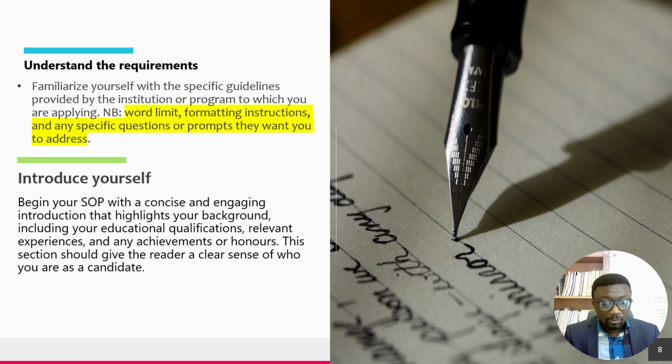So it's very important. If you don't read about it and you start writing, you may end up writing more than what is required, or maybe using a font that is not acceptable. All these things are provided, so it's important that you read about the requirements.